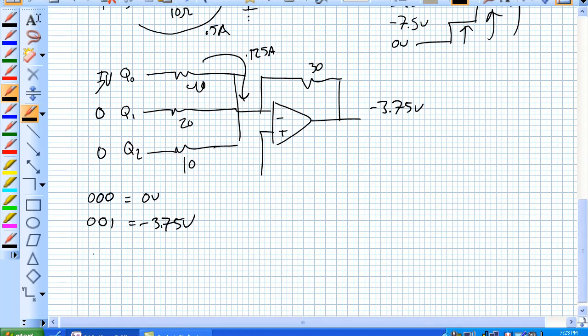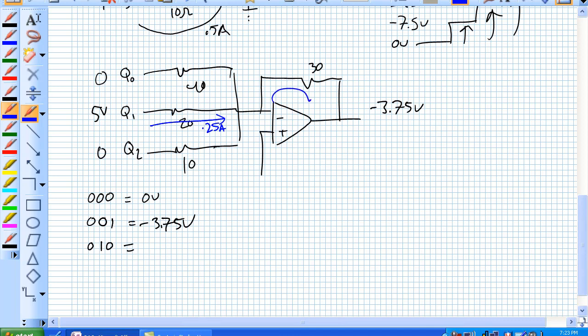Let's do 0, 1, 0. So Q1 is now receiving 5 volts. So 5 volts across a 20 ohm resistor. What's the current that flows through there? Well, it's 0.25 amps. That means 0.25 amps through here. That means you're getting out negative 7.5 volts.